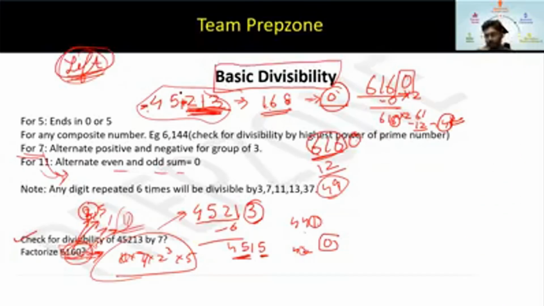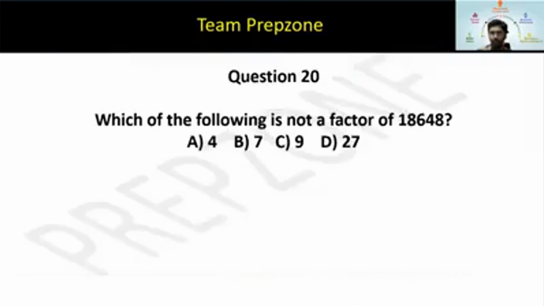So let's move to the advanced divisibility part of it. There you will be more clear with these concepts. First of all, quickly tell me which of the following is not a factor of 18648. Quickly, which one is not a factor of this number? D. Okay, others quickly reply. The question is, which of the following is not a factor of 18648?